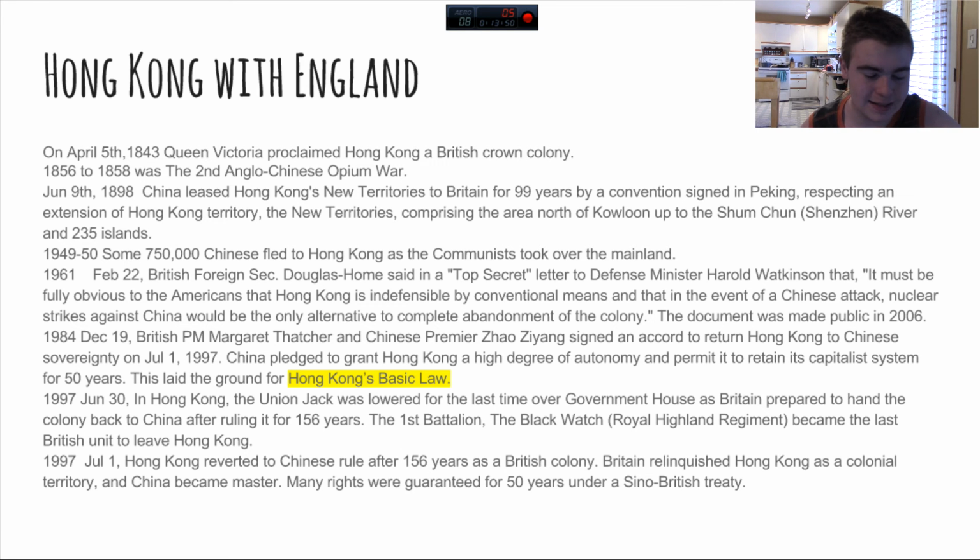February 22nd, 1961, British Foreign Secretary Douglas Home sent a top-secret letter to Defense Minister Harold Watkinson that it must be fully obvious to the Americans that Hong Kong is indefensible by conventional means, and that in the event of a Chinese strike, nuclear strikes against China would be the only alternative to complete abandonment of the colony. The document was made public in 2006. I was 6 years old.